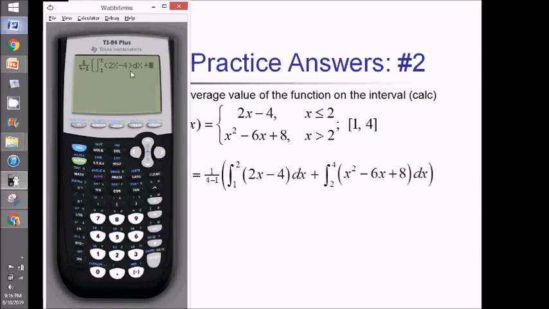Now I'm going to add to that, and I'm going to do math 9 here. The integral from 2 to 4 of, and then I'm going to enter this polynomial. So we have x squared minus 6x plus 8, and then I'll put a dx over here, close the big parentheses, and all of that craziness comes out to -0.778.